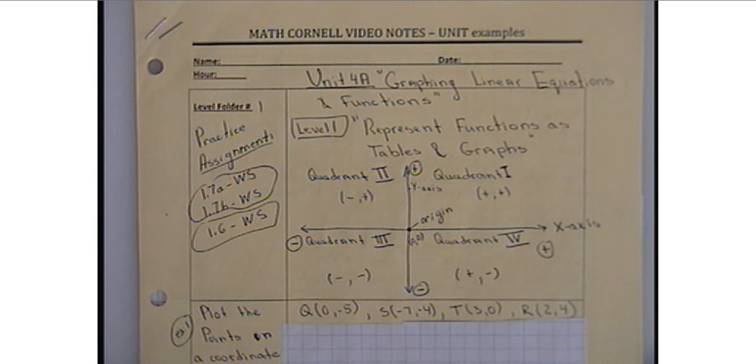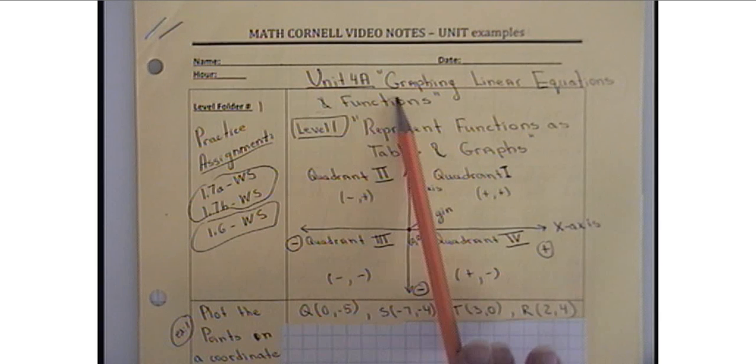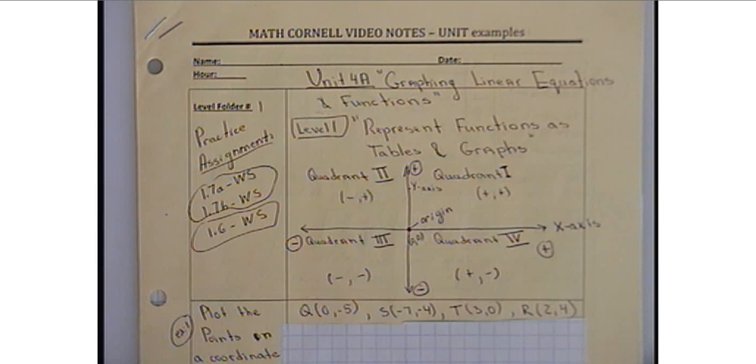We're going to begin our chapter 4 from the Algebra 1 book, and this unit will be about graphing linear equations and functions. So go ahead please and write down Unit 4a, graphing linear equations and functions. After we're done with this lesson, you can go ahead and begin practice assignment 17a and B worksheet along with 1.6 worksheet. So everything will be attached together and we will discuss some of the examples in the classroom.